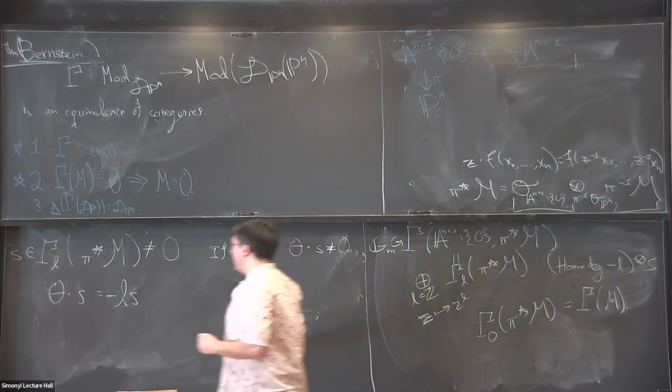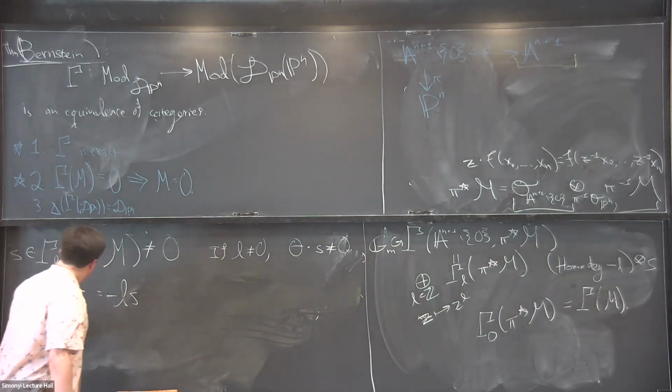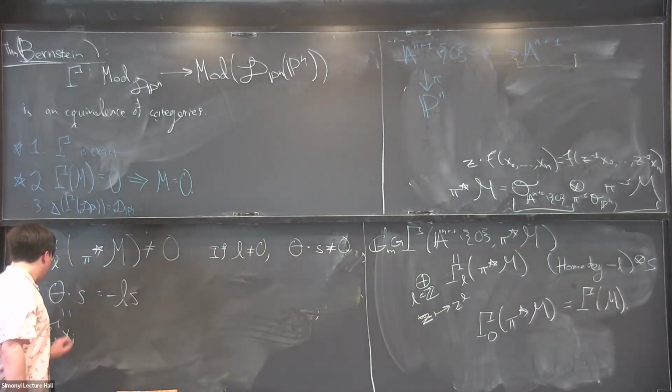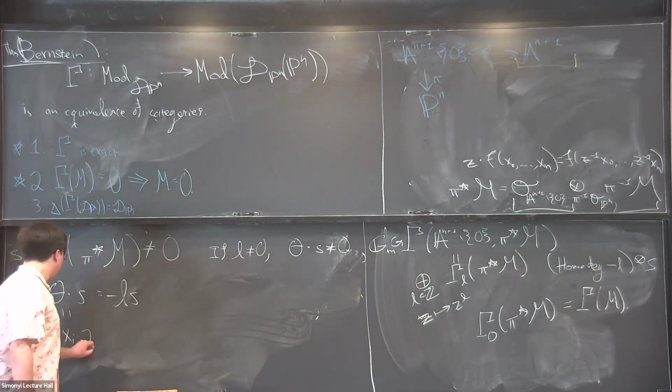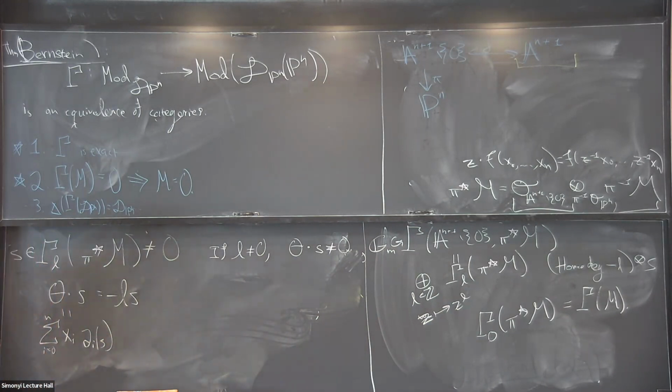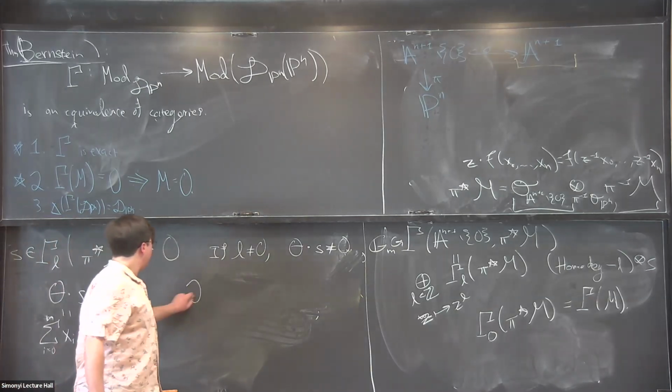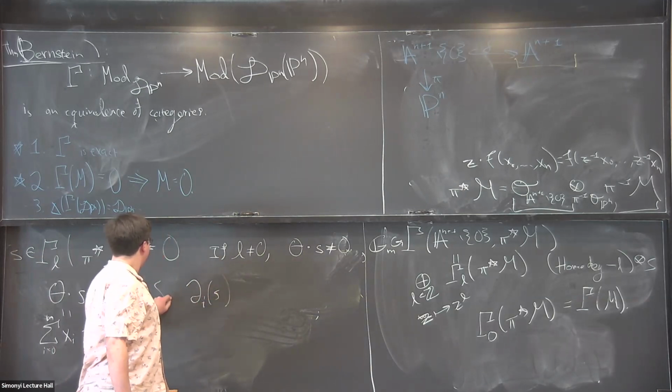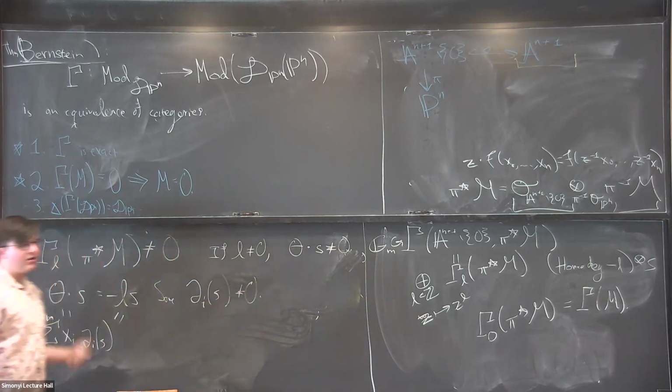So what does that mean? Well, theta dot s explicitly is the sum from i equals 0 to n of xi del i s. So xi times del i s summed is equal to negative ls, which is something non-zero. The only way this sum could be non-zero is if at least one term was non-zero. So some del i s is non-zero as well.